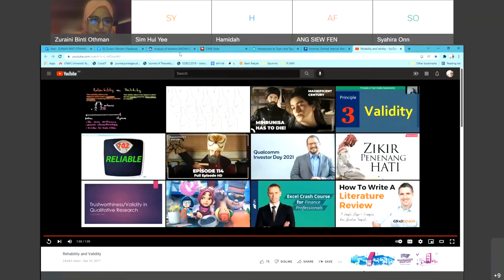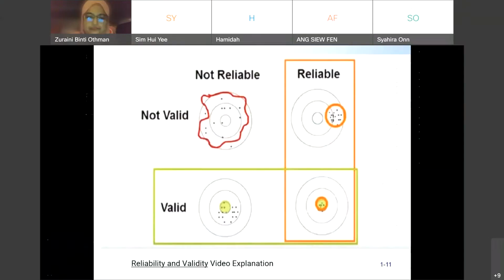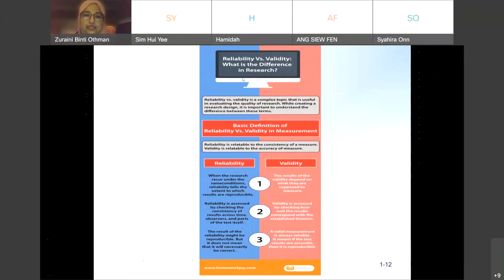Okay. So far so good. Back to our PowerPoint. This is further explanation about reliability versus validity in research. Reliability versus validity is a complex topic that is useful in evaluating the quality of research while creating a research design. It is important to understand the difference between these terms.